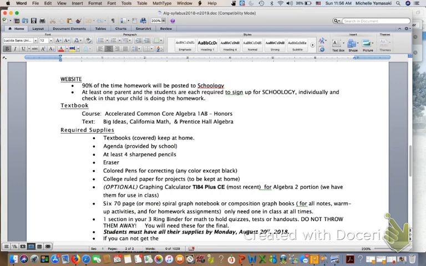And I really would like at least one parent signed up on Schoology. So if I need to send parent messages, I can send parents a message. If I need to send kids a message, I can send kids a message.